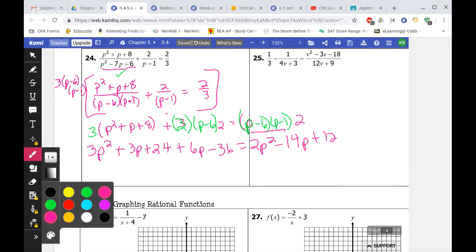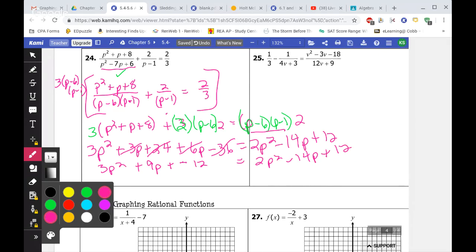All right. I'm just making sure, any questions about that? No. Okay. So now I have to combine all my like terms. Let's see. Over here, I don't have any other p squareds on my left side. So I've got 3p squared, but I do have a 3p and a 6p. And I think that's it for those. So that's going to be plus 9p plus, and then I've got 24 minus 36. So that's going to be minus 12 equals, so I got all of that, 2p squared minus 14p plus 12.